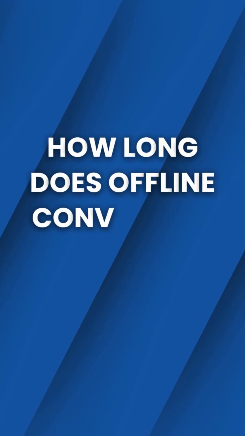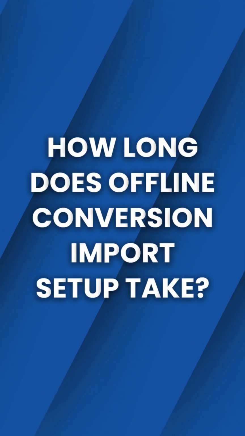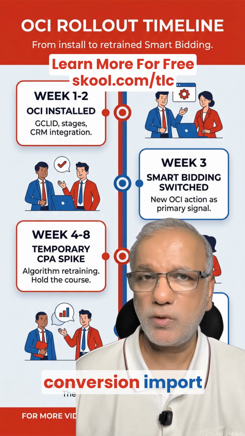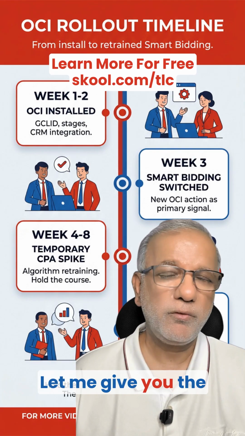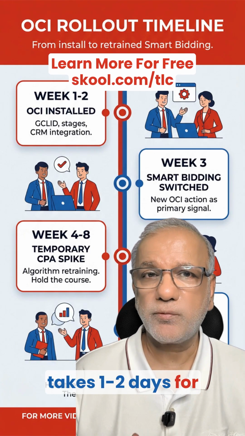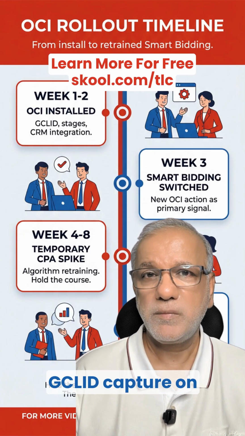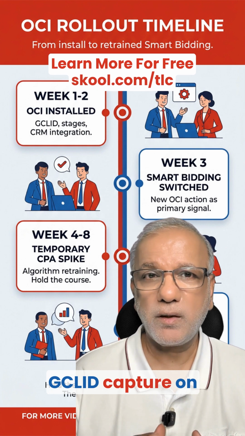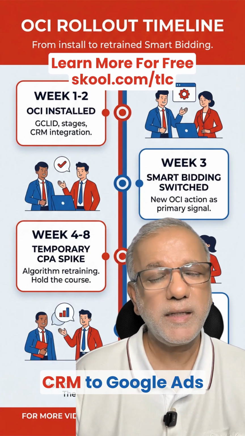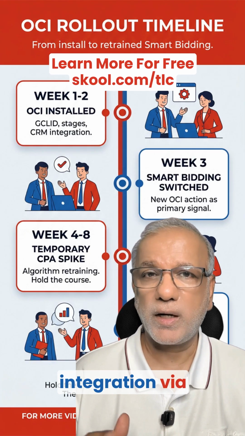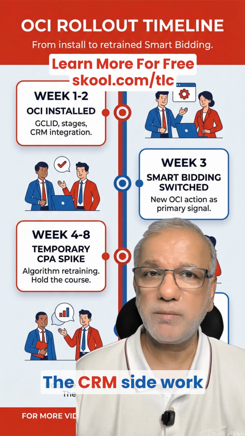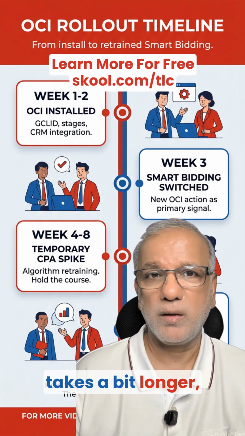How long does offline conversion import setup take? Wondering how long it actually takes to set up offline conversion import properly? Let me give you the realistic timeline. The technical setup takes 1 to 2 days for any decent developer. GCLID capture on every form, call tracking software for phone leads, CRM to Google Ads integration via native, Zapier, or direct API. The CRM side work takes a bit longer.